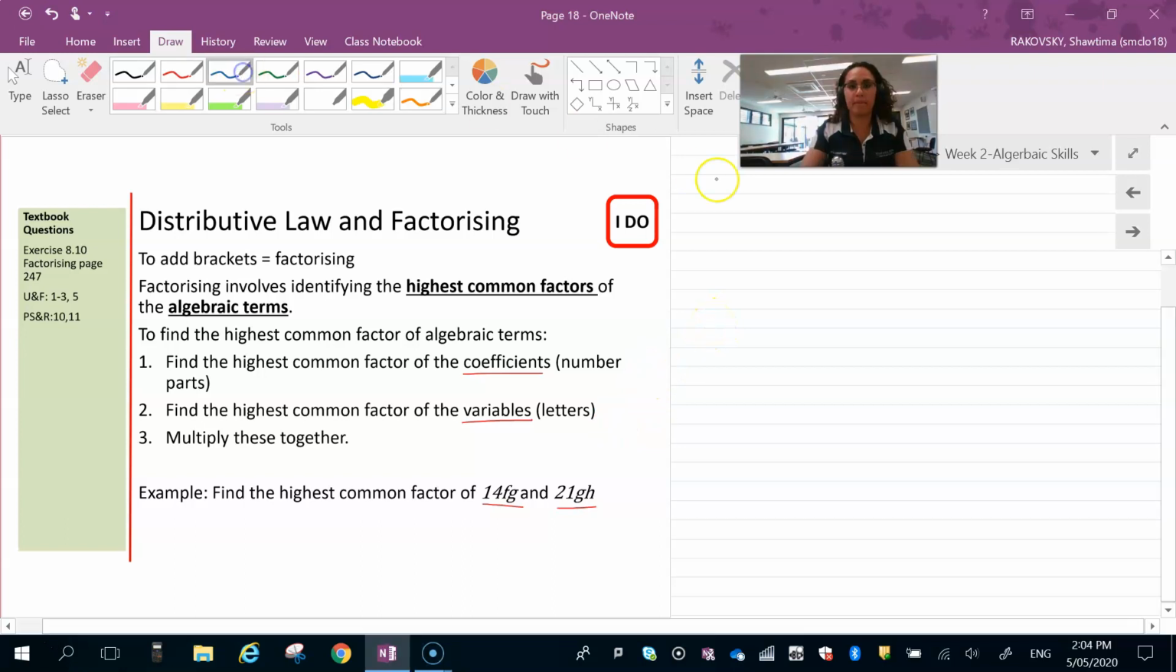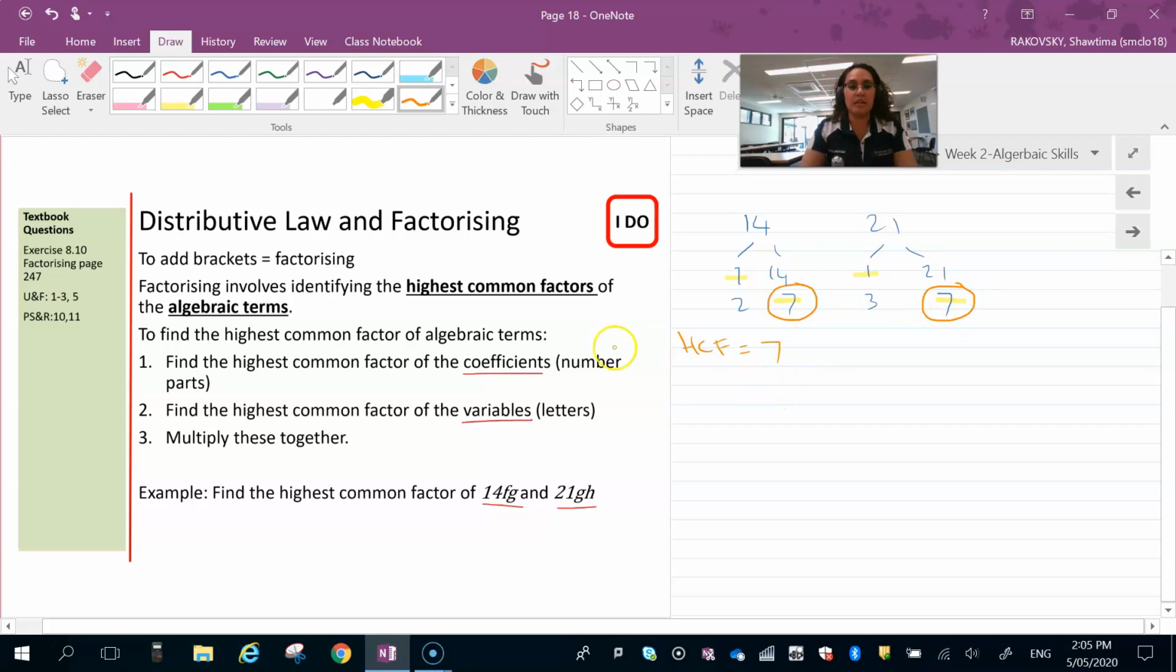If we have a look at 14 here, I've got 1 and 14, 2 and 7. And with 21, we've got 1 and 21, 3 and 7. As you become quicker at this, you won't have to break it down like this every time. But if we have a look, these are our common factors, 1 and 7. The thing we need to note is we're looking for the highest common factor. So 7 is greater than 1, so that's our HCF.